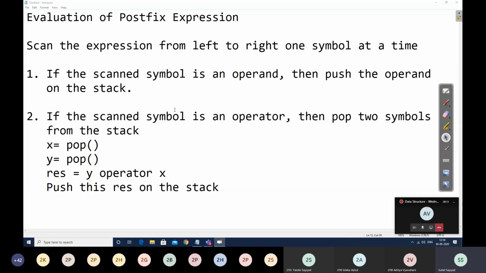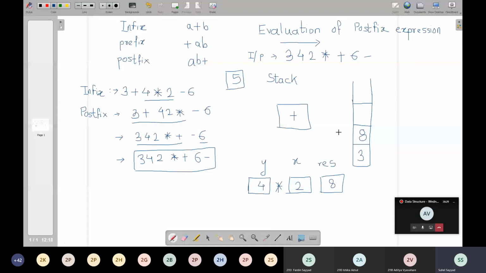So first, what will be popped? 8. 8 will go where? In X. Correct? The next thing that will be popped is 3. 3 will go where? In Y. Correct? And now our operator is plus.